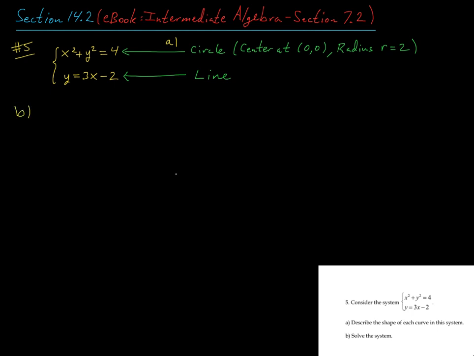This is part B, which asks us to solve the system. And so here what I'm going to do, this is a little bit different because notice in equation 1 I don't have x or y solved for, but I do have y solved for in equation 2. So what I'm going to do is I'm going to replace y in equation 1 with this quantity, 3x minus 2.